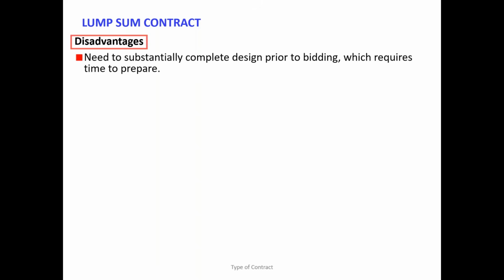But we also have a lot of disadvantages in the lump sum contract. Number one, if you want to have cost certainty and time certainty, do you need to define the scope of work? Yes or no? Yes, you have to design. You have to give the design, specification, pricing preamble, everything. Will it take time?